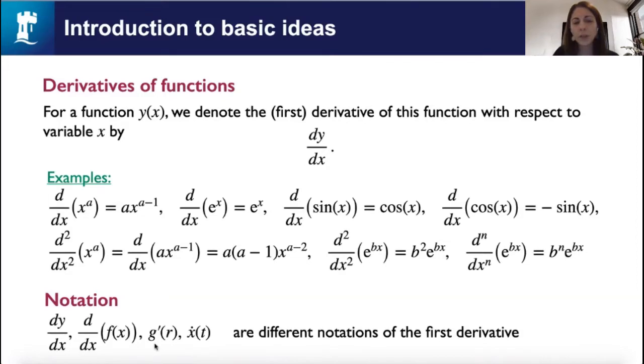If we have the function g that depends on r, another notation of the first derivative is to use the prime notation. 1 prime corresponds to 1 derivative, 2 primes to 2 derivatives, and so on. And finally, there's another notation that is mostly used in physics, in cases where we have a function that depends on t, and in physical terms, this t corresponds to time, and usually x is the function, and this corresponds to displacement. And the dot notation is used in that case, where 1 dot is the first derivative, 2 dots, 2 derivatives, and so on.